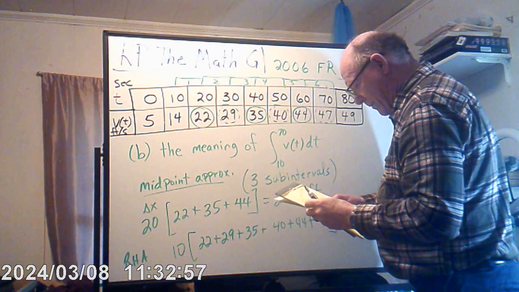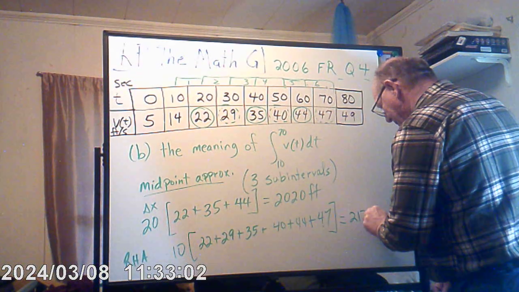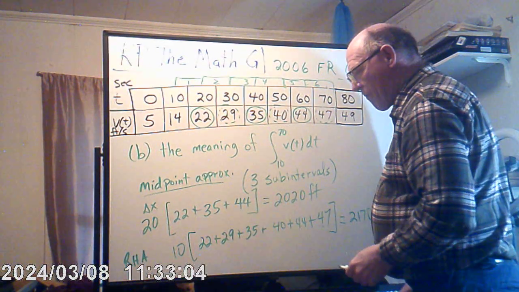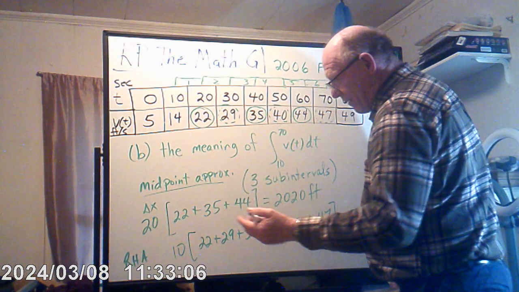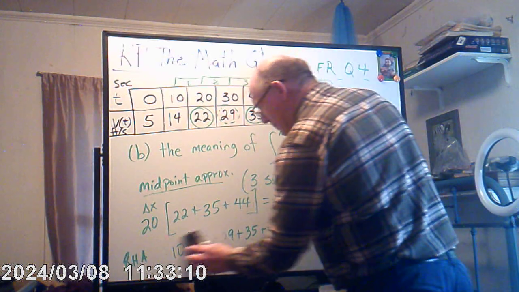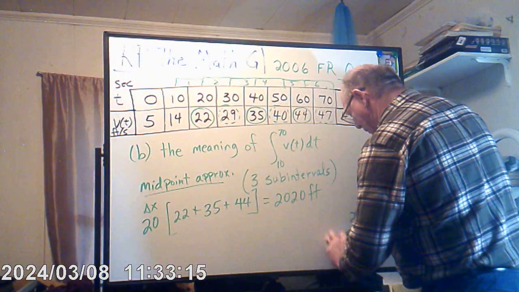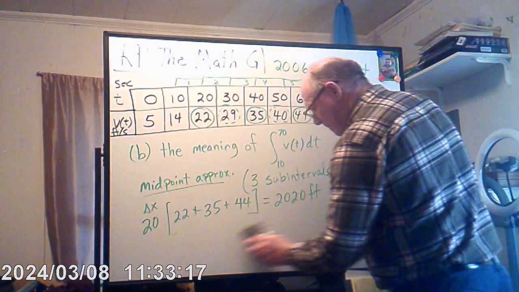Alright, and then the right approximation was, let's see, 2170. Alright, 2170, like that. So that would be a right-hand rule right there, okay, or approximation, which you're not doing, okay, but if they ask for that, that's what you would do, okay.